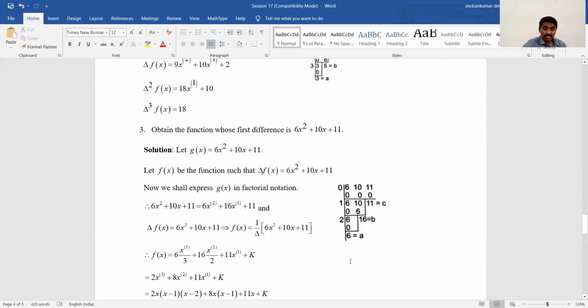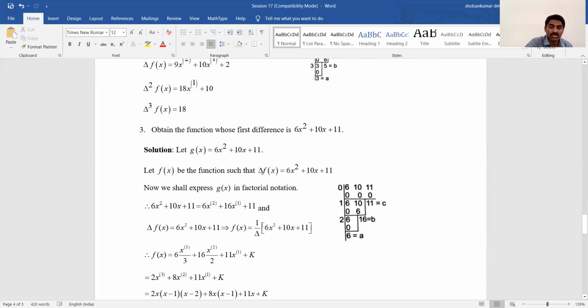By using the synthetic division method, we get like this. These are the coefficients by synthetic division. Applying delta on both sides, delta f of x is equal to 6x to the power 2 plus 10x plus 11. Then f of x equals 1 upon delta into 6x squared plus 10x plus 11.